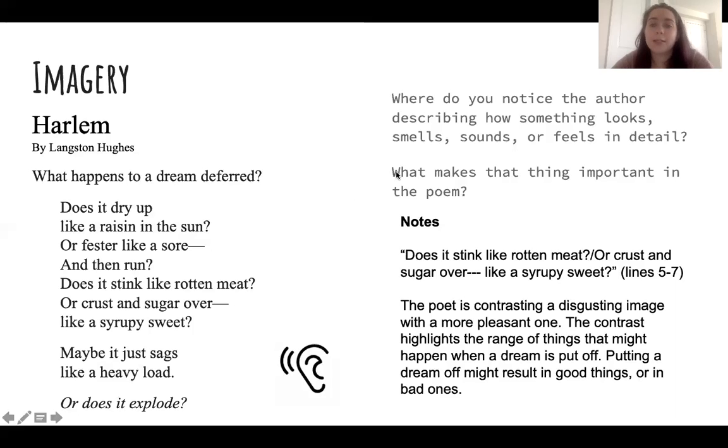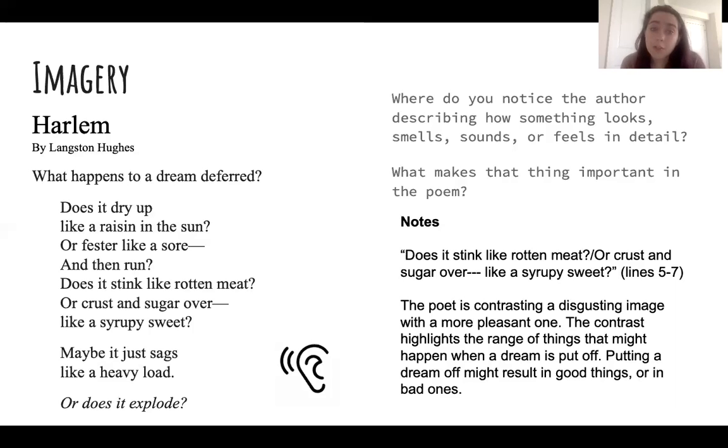And then I had to answer my second question. What makes that thing important in the poem? And when I was thinking about what made it important, I really noticed the contrast between the grossness of the meat and the pleasantness of the sugar and the syrup. So that's what I talked about in my explanation. I wrote, the poet is contrasting a disgusting image with a more pleasant one. The contrast highlights the range of things that might happen when a dream is put off. Putting a dream off might result in good things or in bad ones. So that was my explanation.